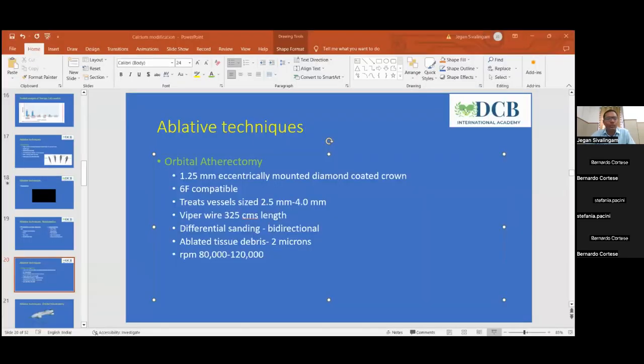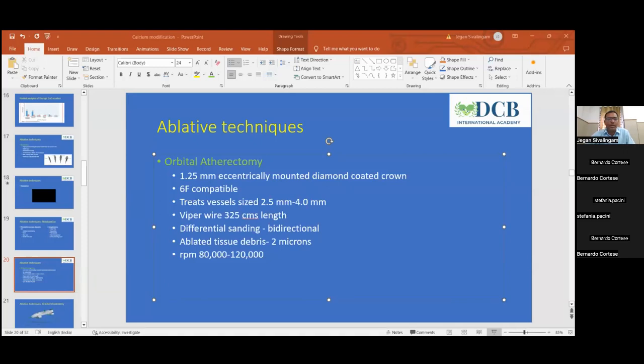Okay. So now we move to the next ablative technique, that is orbital atherectomy. This is different from rotablation. That is, there is a single diamond coated crown. There are no various sizes available as in rotablation. This is only a 1.25 mm eccentrically mounted diamond coated crown, and this is 6 French compatible, and it treats vessels sizing from 2.5 millimeter to 4 millimeter. We can use the same crown, but actually only one is available, and this has a specific wire known as the Viper wire. It is 014, and it has various diameters according to the various parts of the wire.